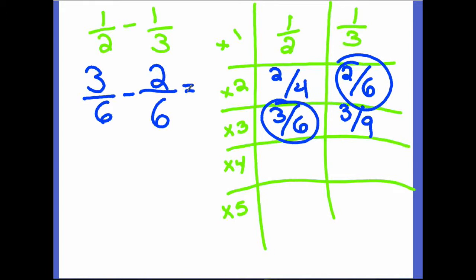Okay, you keep the bottom number. So my denominator is 6. And then what do I do? You can subtract the top number. Okay, how do I subtract it? 3 minus 2 is 1.